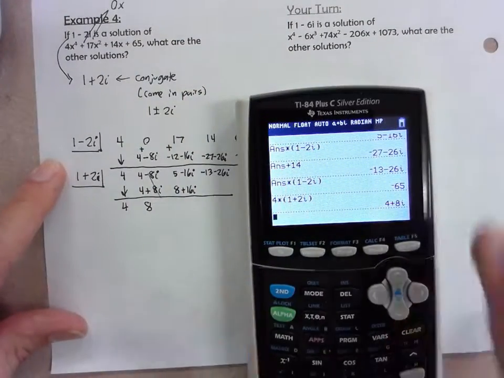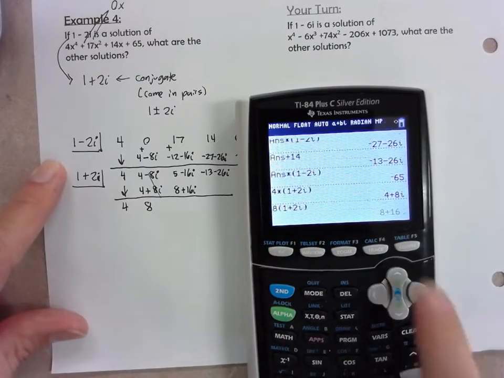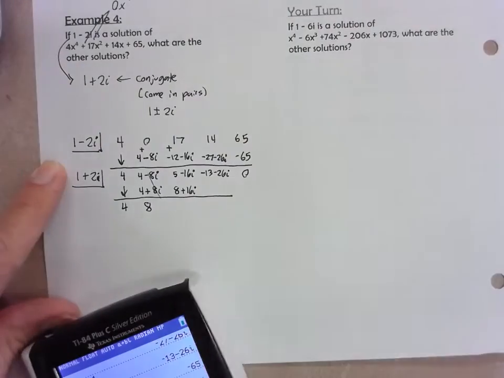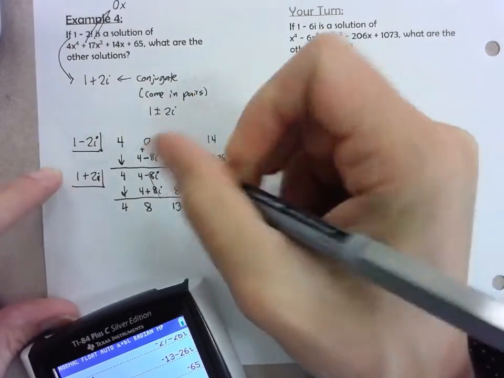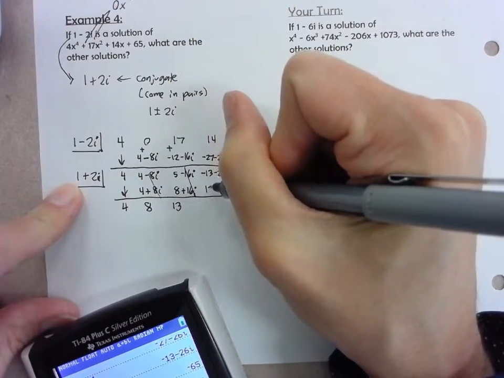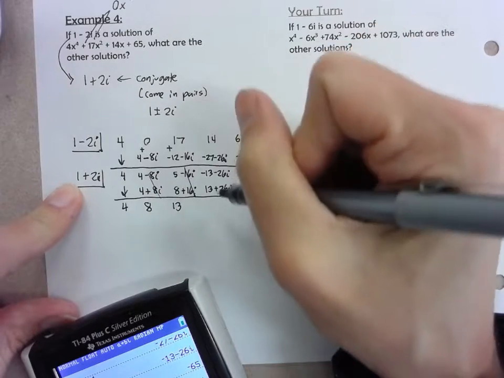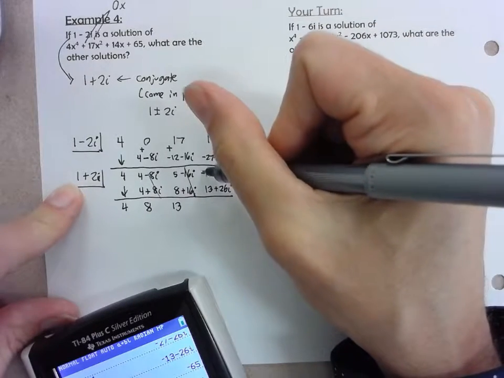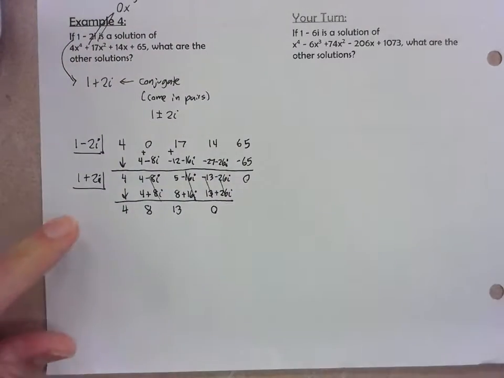Of course, you can do 8 times 1 plus 2i if you so wish. And opposite signs cancel out. 8 and 5 is 13. And do the same thing with 13 times 1 plus 2i. So it's going to be positive 13 plus 26i. Those cancel out, both of them, so that means your remainder is 0. And again, that's what we're looking for.